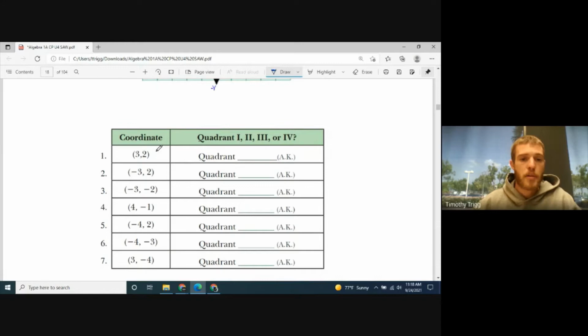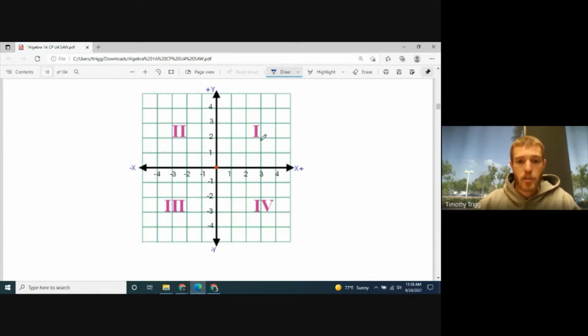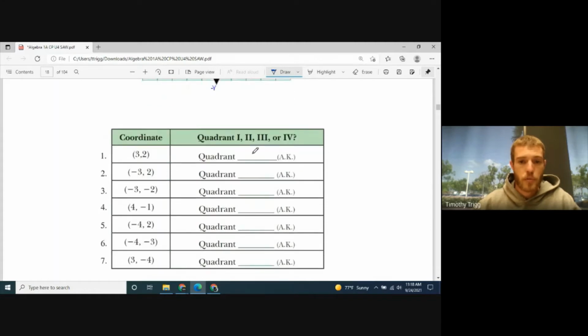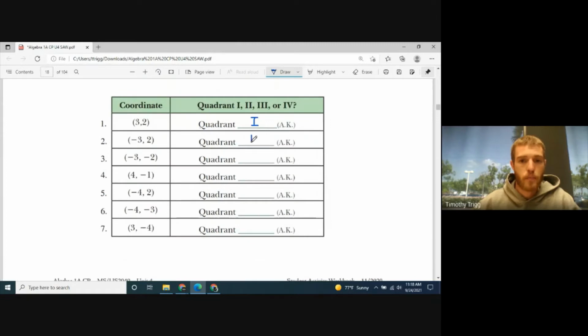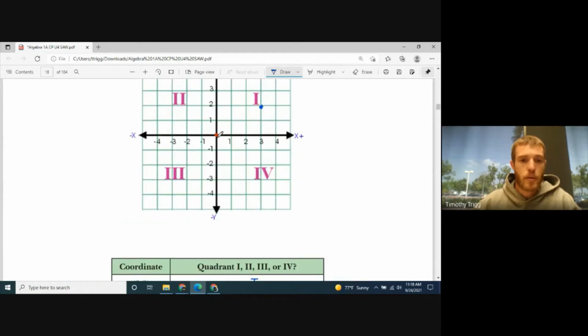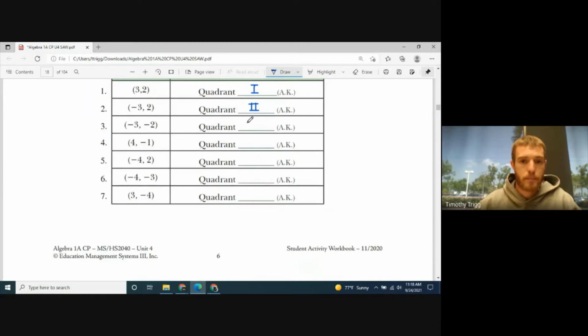So 3 comma 2 is right here. Okay, that's in quadrant 1. So 3 comma 2 is in quadrant 1. What about -3 comma 2? So -3 on the x, 2 on the y. Okay, that's going to be in quadrant 2. What about -3, -2? So -3 and then down 2. Okay, that's in quadrant 3.